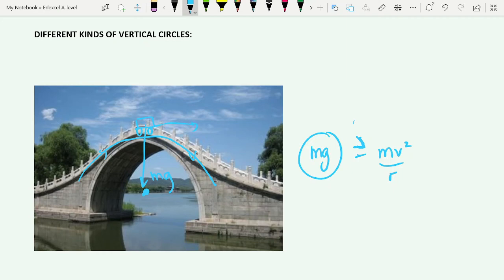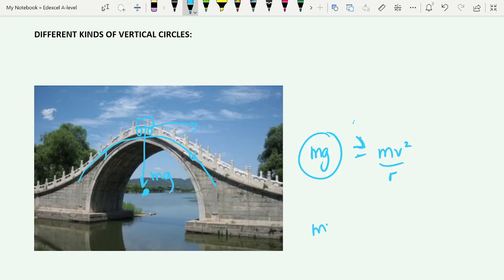So as you drive over a humpback bridge like this, you can lift the wheels off the ground and land down. I wouldn't recommend doing that. This is the reason why bridges like this tend to have quite low speed limits on it. Of course, if mv squared over r is less than mg, then you get a normal contact force.